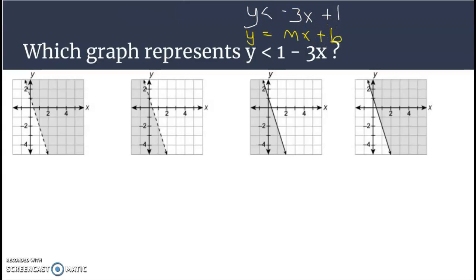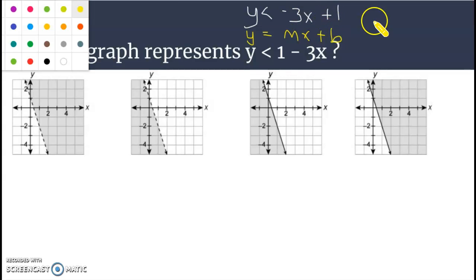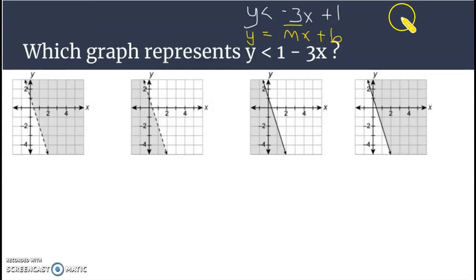We have a slope of negative 3, which is negative 3 over 1, meaning go down 3 and to the right 1. That's how the line slopes. That's how it slants. We have a less than symbol, which means we shade underneath the line, and we have just less than, meaning it's going to be a dashed line. So it's either going to be one of these two.